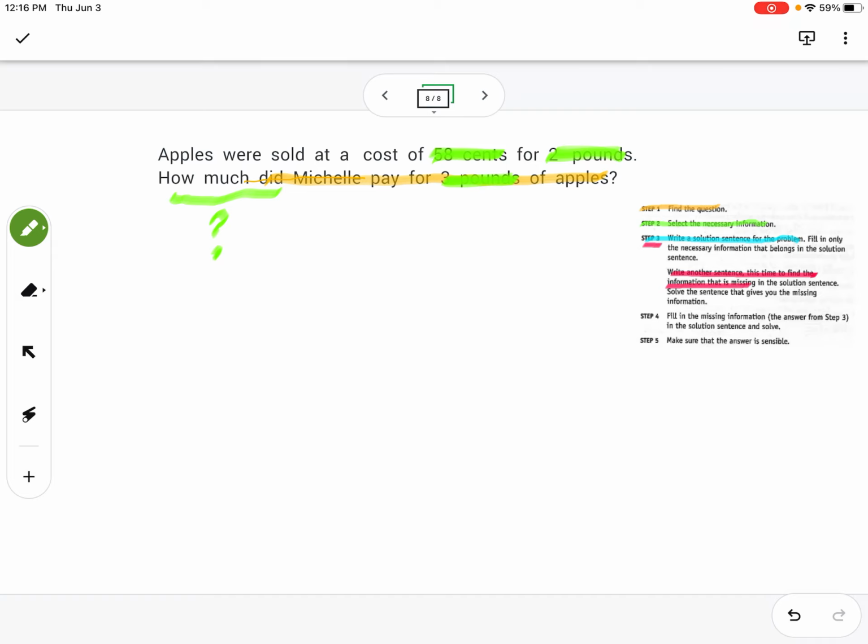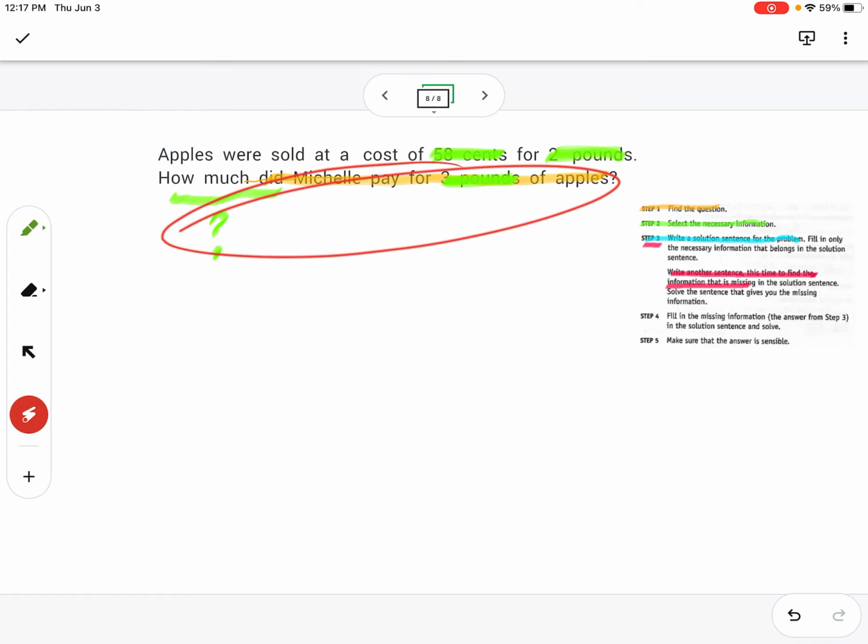So 3 pieces of information were given to us. 2 of them, these 2 right here, that's a ratio, that's a comparison. 2 pounds of apples compares to 58 cents. In Michelle's situation, I'm going to call that situation number 2, there's 3 pounds of apples, so we're comparing pounds again, and we want to find how much money. So we're comparing money to pounds, even in situation number 2. So this fits the bill for a problem that can be solved by proportions.